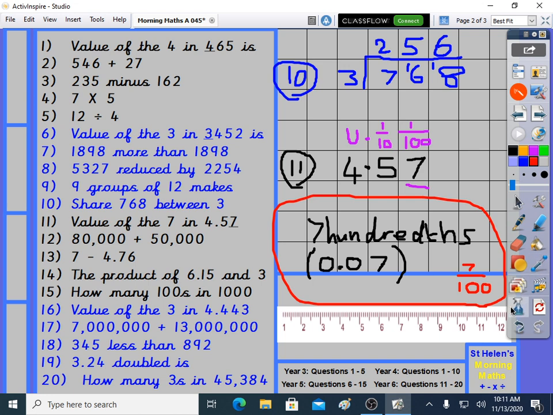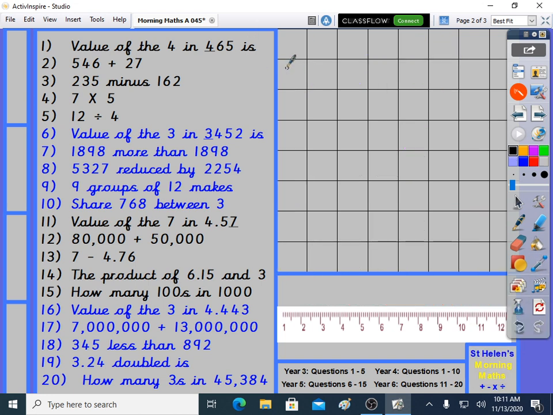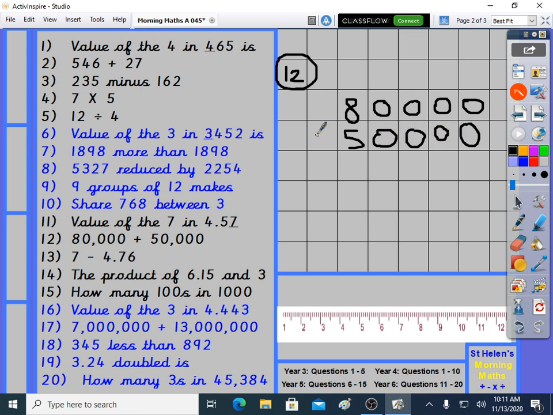Let's get to question 12. 80,000 plus 50,000. 80 plus 50 is 130, so it's going to be 130,000, I think. You could do column method if you want. Well, I'm going to anyway. 80,000 plus 50,000. Be careful with the amount of zeros when you're copying it down. 8 plus 5, it's in the 10,000s column, it's 13 10,000s. The 1 gets carried over to here.